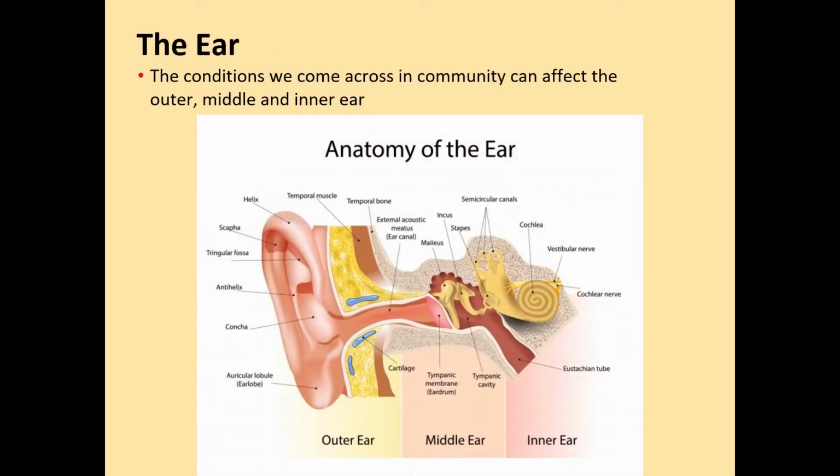So, anatomy of the ear. The conditions that affect the ear can affect the outer, middle and inner ear. This diagram shows you the whole of the ear and all three parts. So take a look at that, but we'll also look at each part in more detail.